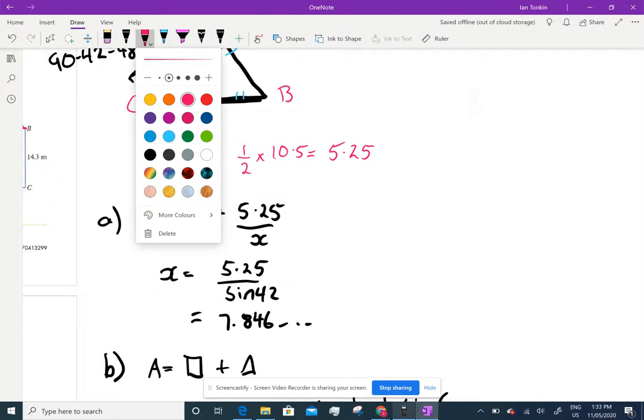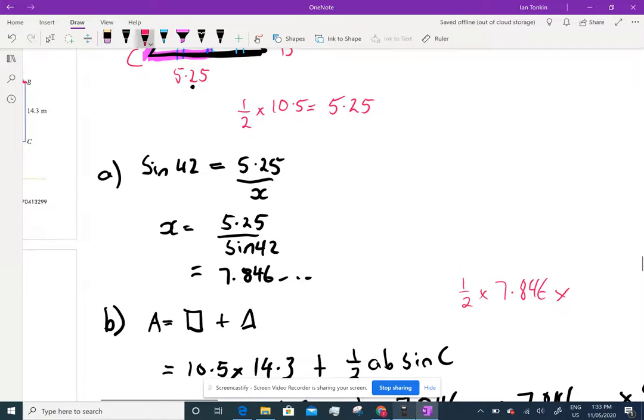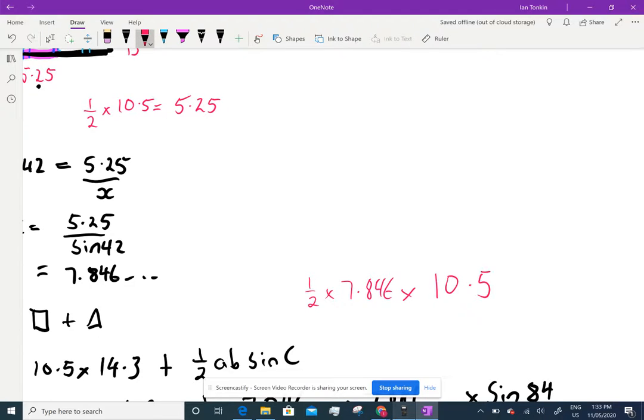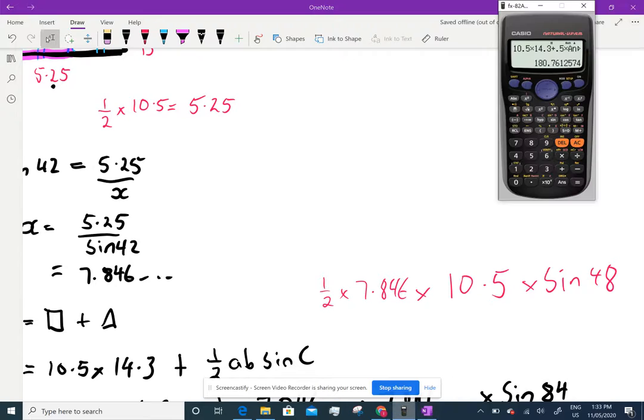Now, if I were to use the other one, this 48, so I've got an angle here. If I used a half times 7.846 times 10.5 times sine 48, let's see if I get the same answer. The trouble is I've got to get this 7.846 back into my calculator as the answer so I can use it. So how did I get that? 5.25 divided by sine 42. There we go. So now the answer's in there.